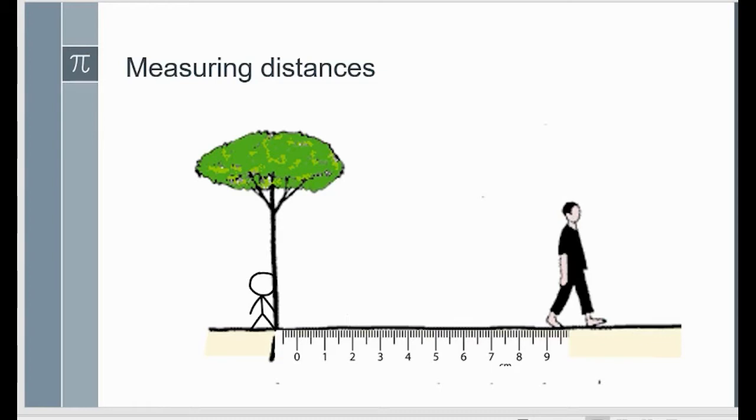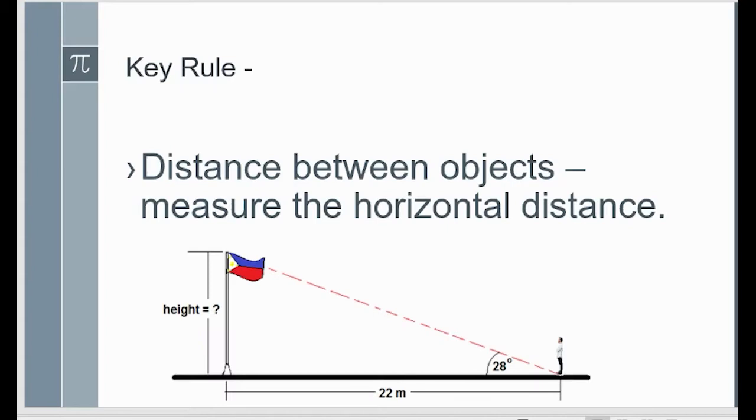And a nice kind of rule that works most of the time, if you can touch it, you can measure it. So in this case, we measure along the ground because we can touch it. So, key rule number 2, distance between objects, always measure the horizontal distance. Ideally, it's along the ground. Now, there are some exceptions.